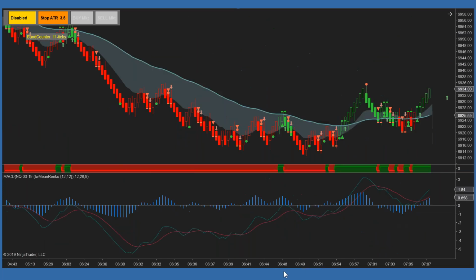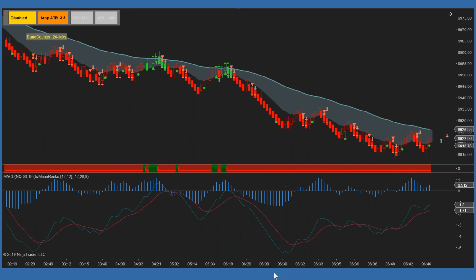Okay, let's go back here a little bit. Market opens are always interesting because that's where the market usually has a little bit more giddy up. Okay, so prior to the market open, MACD got bearish. And that certainly followed through after the market opened up.